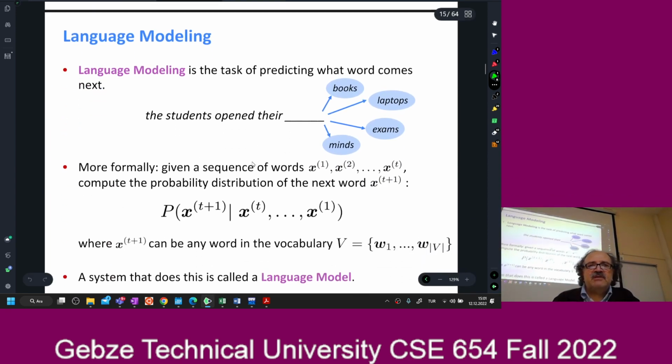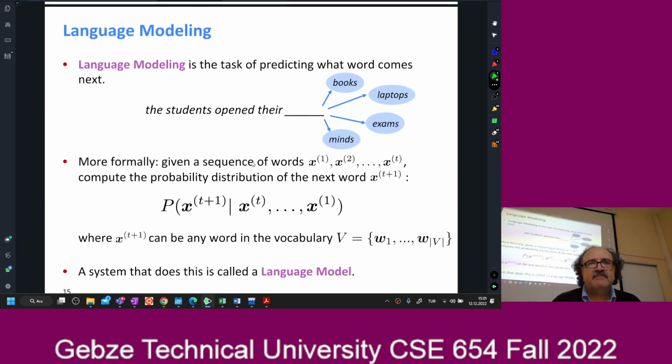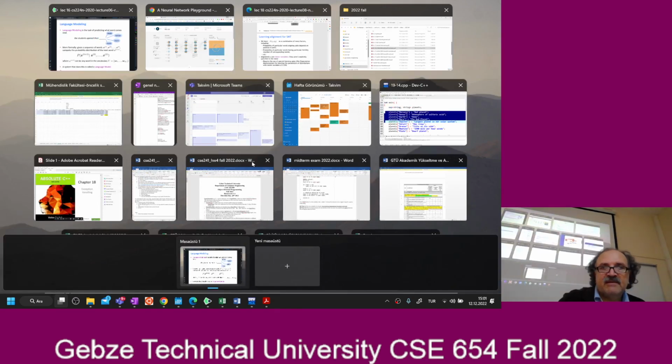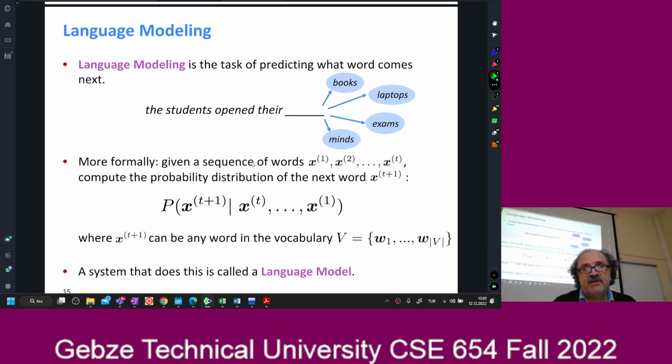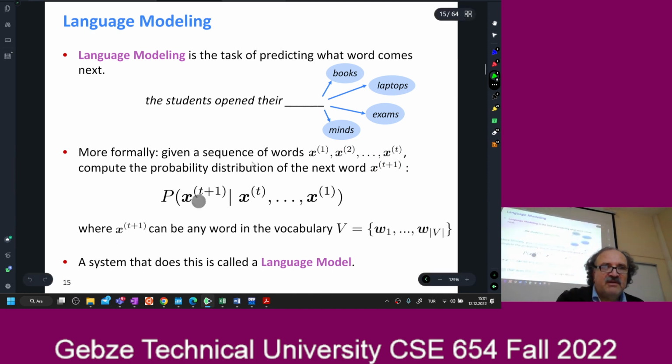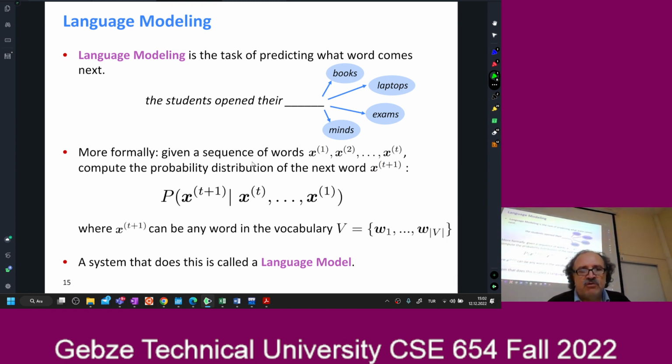Okay, let's go back to our language modeling thing. We already know this much. Given the first T words of a sentence, try to estimate the next word in my sentence. The students open their, is it books or laptops or exams or minds? Choose the correct one, according to your language model. So we did this before, statistical language modeling, using n-grams, 1-gram, 2-gram, 3-gram, whatever. And your homework is about using syllable grams of Turkish, right?